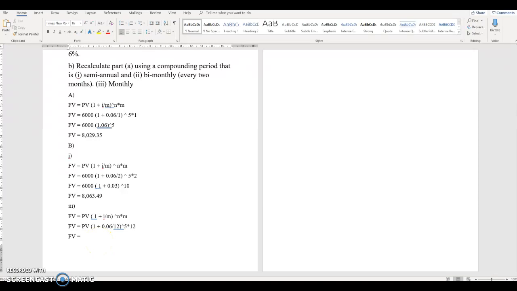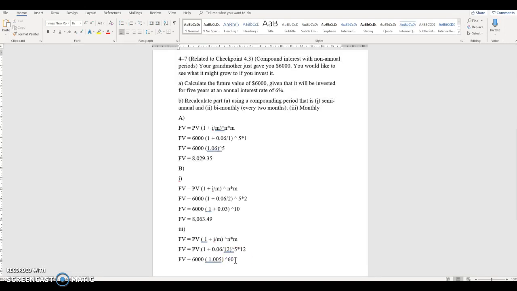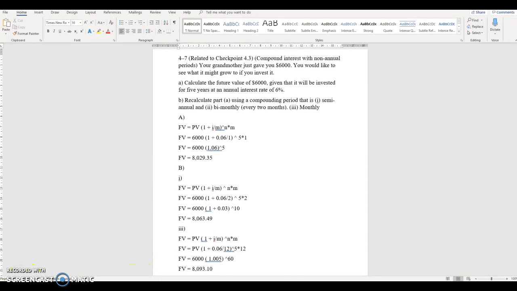Then simplifying it down again, we're going to have 6,000 outside 1.005 to the power of 60, which will give us a final answer of $8,093.10. So there you are.